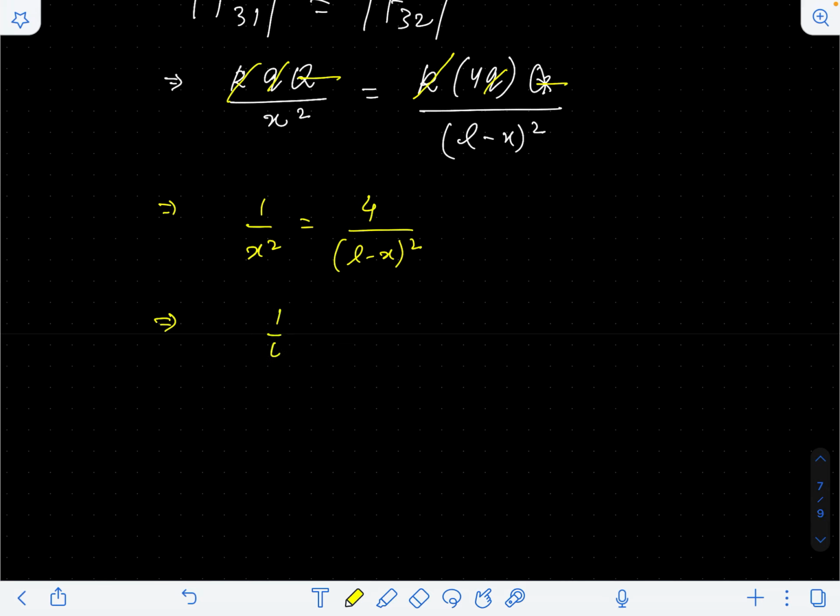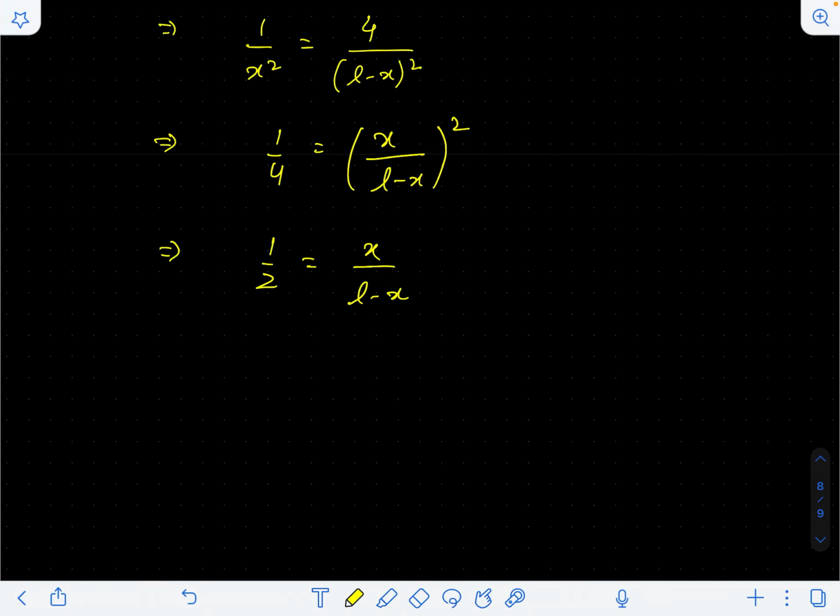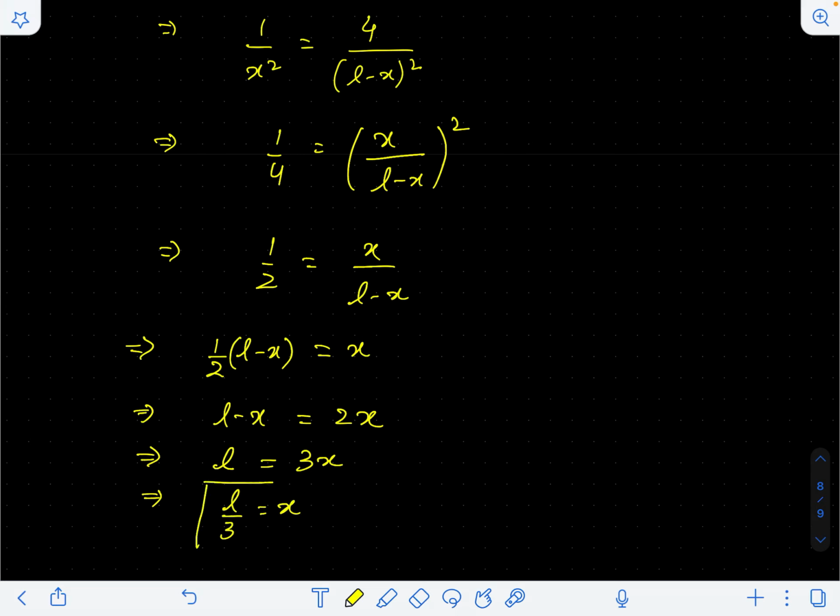So it is 1 upon 4 equals (x upon L minus x) whole square. So this is 1 upon 2 equals x upon L minus x. Now we can solve this. 1 upon 2 times (L minus x) equals x. So L minus x equals 2x. So L equals 3x. So x is equal to L by 3. So we calculated the value of x.